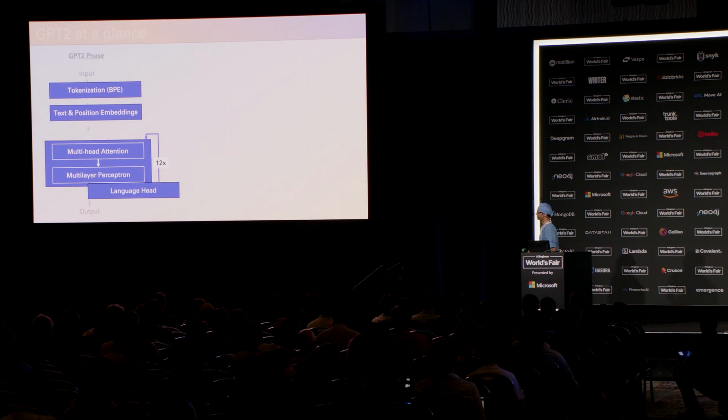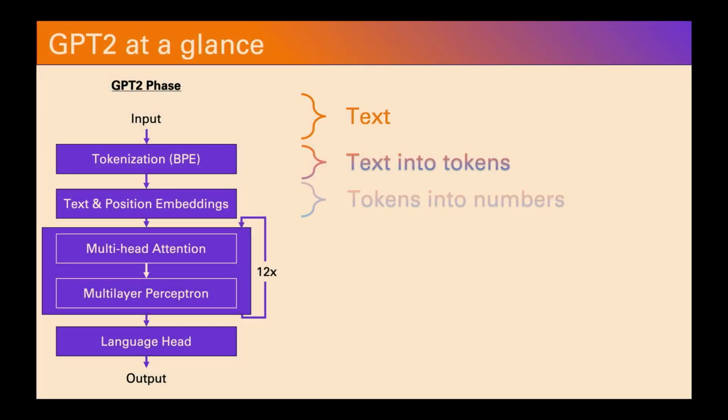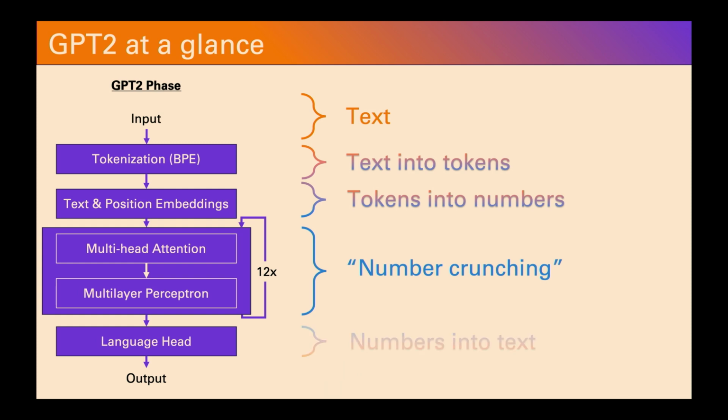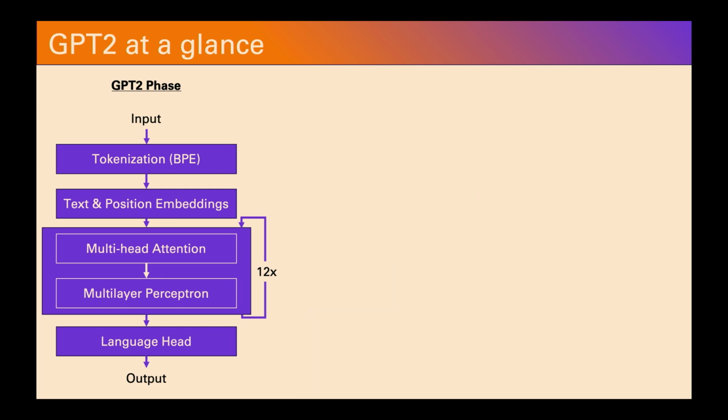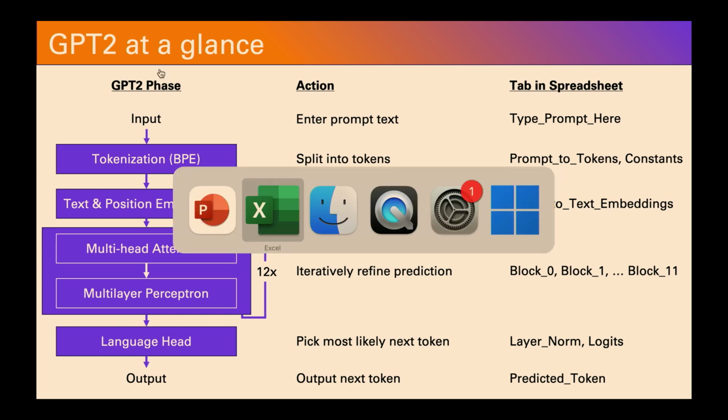So here's our setup. We get input text. We turn that text into tokens. We turn those tokens into numbers. We do some number crunching. And then we reverse the process. We turn the numbers back out into tokens or text, and then we get our next token prediction. So this handy chart shows where each of those actions maps to one or more tabs inside our friendly patient spreadsheet. Let's take a look.